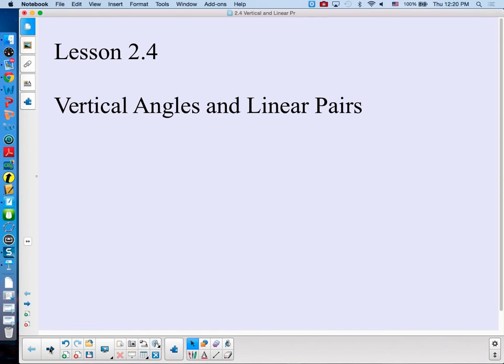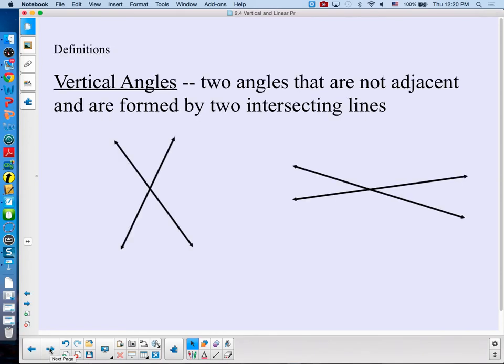Right, vertical angles are two angles that are across from each other, and they're formed by two lines that intersect. Two angles that are not adjacent. If you remember our definition of adjacent, that was that they were hooked together, sharing a vertex and a side. So these are hooked together at a vertex, but they do not share a side because they're opposite of each other instead of adjacent to each other.